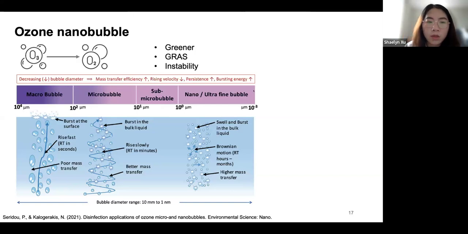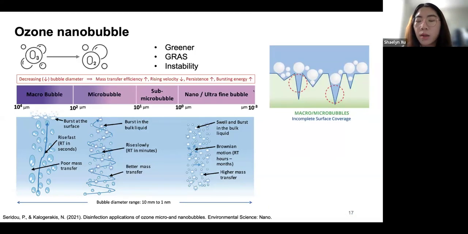solved by the introduction of nanobubbles. If you look at this figure here, we have the traditional macro and microbubbles, which are a lot larger compared to the nanobubbles. Nanobubbles are nano-sized cavities that have demonstrated longer duration in liquid solution compared to micro and macro bubbles.